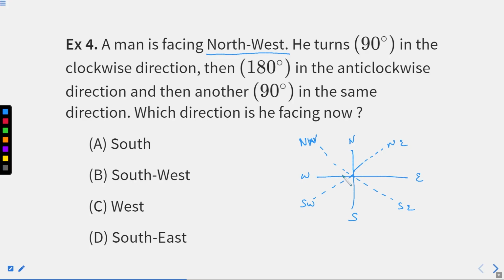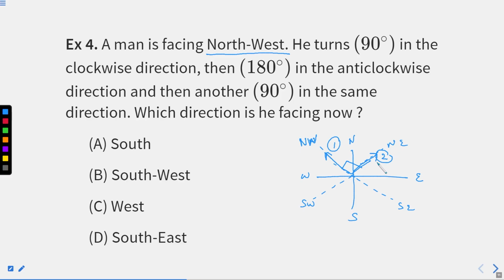He is facing towards northwest, right? Where is he facing? He is facing towards northwest. In this direction he is facing right now. It is very clear to us, right? Then he turns 90 degrees in the clockwise direction. If he turns 90 degrees, he'll find himself, let's say position number 1, in the northeast direction, which is position number 2, right?